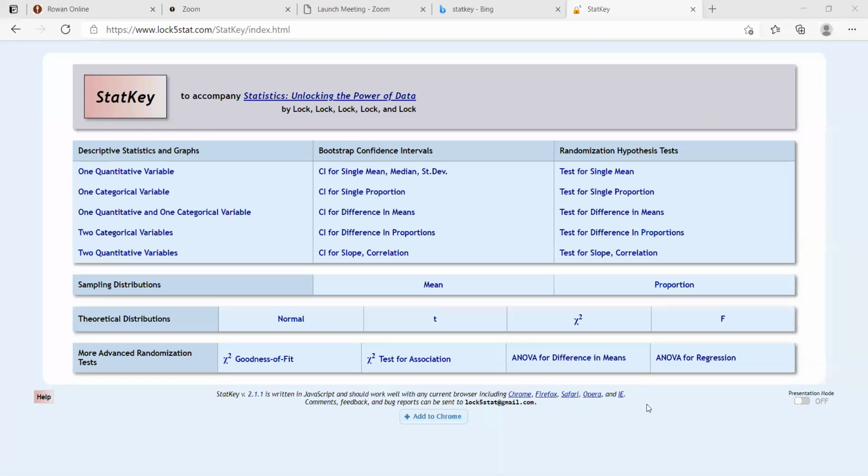I'm going to show you now the StatKey. All right, so let's see if I can find StatKey here. Here it is. Now here's the main StatKey screen, and in the middle here it says bootstrap confidence intervals. This is where we're going to create our confidence intervals, and I'm interested in one for a proportion. We're going to do a confidence interval for a single proportion first. I'm going to click that.